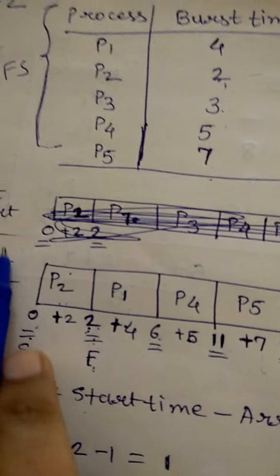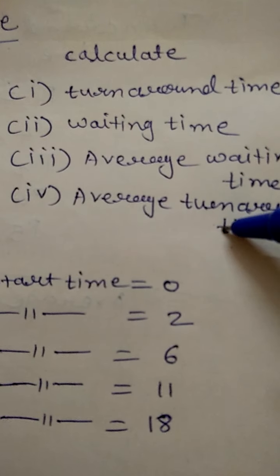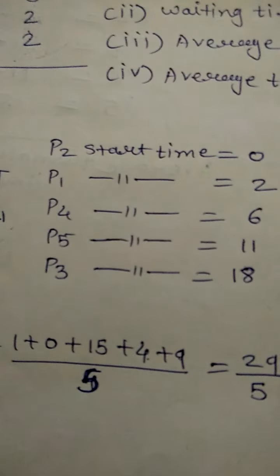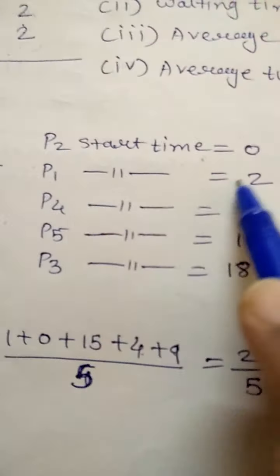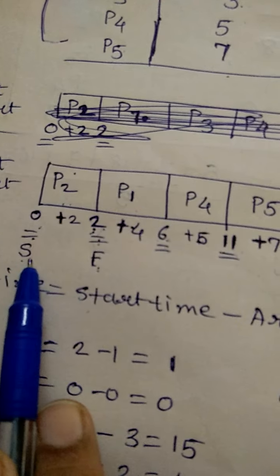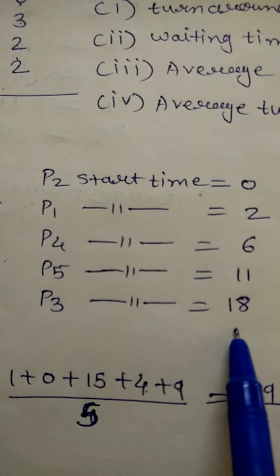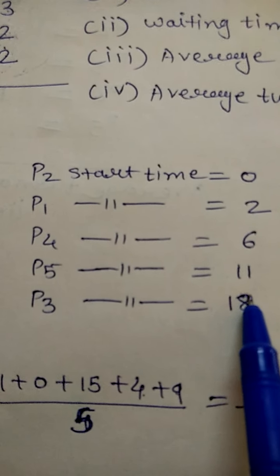Now, according to this Gantt chart, we are going to calculate turnaround time, waiting time, average waiting time and average turnaround time. I have written separately the start time of each process according to this Gantt chart. As I told you in the earlier example also, this is a start time and this is a finish time. So the start time for P2 is 0, P1 is 2, and so on up to P3.